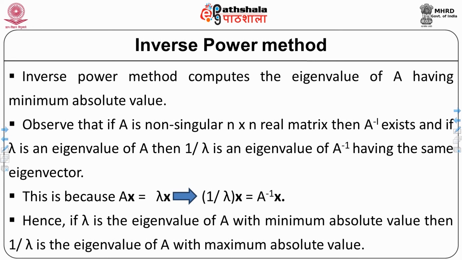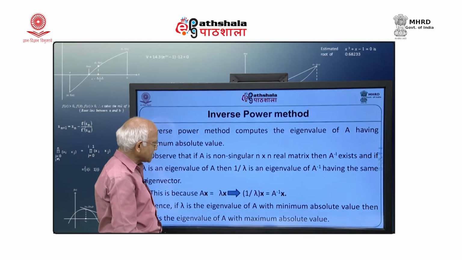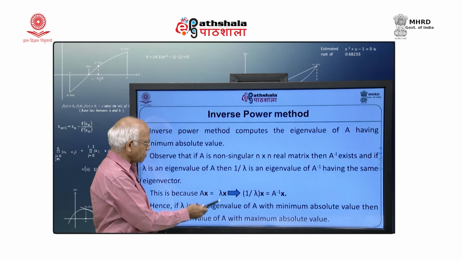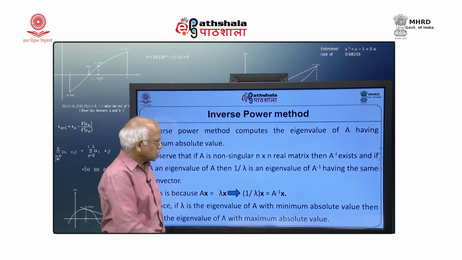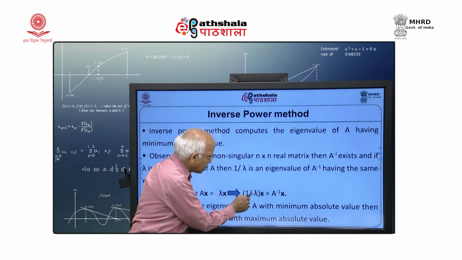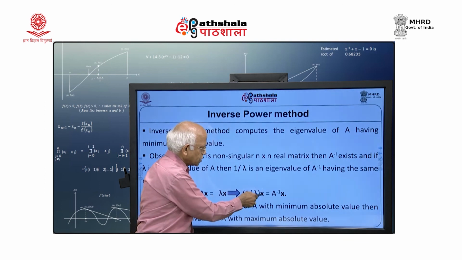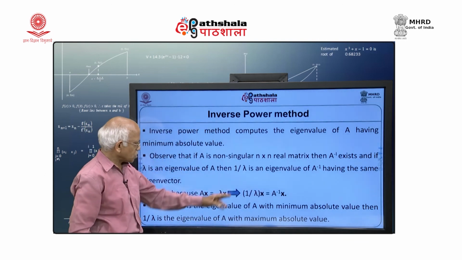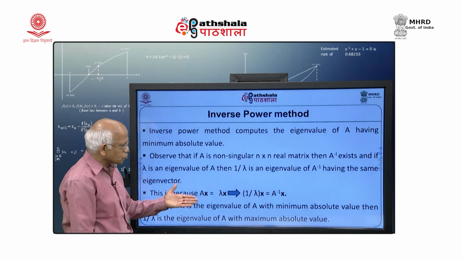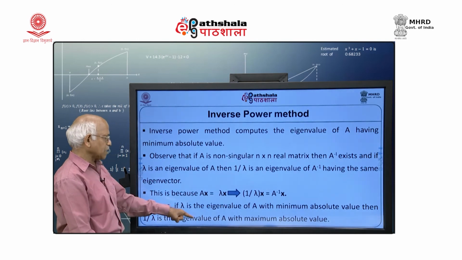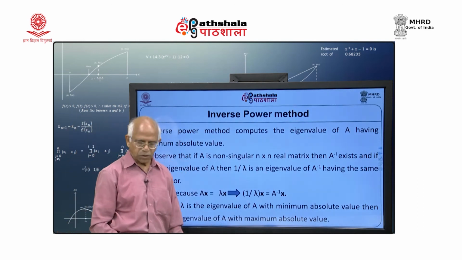Because if I take A x bar equal to lambda x bar, that means lambda is an eigenvalue of A, and x bar is the corresponding eigenvector. Then I can multiply by A inverse on both sides and multiply by 1 by lambda. So, I will get 1 by lambda into x bar equal to A inverse x bar. This in turn shows that 1 by lambda is an eigenvalue of A inverse with the same eigenvector x bar. So, hence if lambda is the eigenvalue of A with minimum absolute value, then 1 upon lambda is the eigenvalue of A inverse with maximum absolute value.